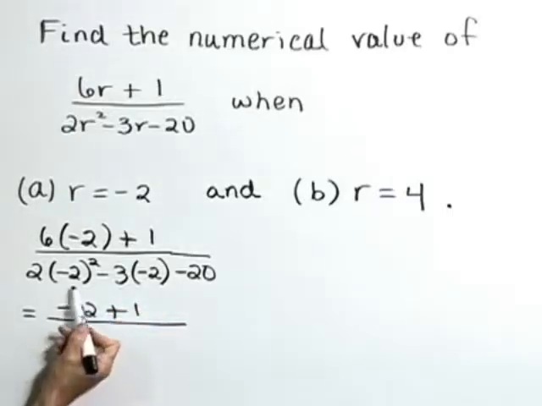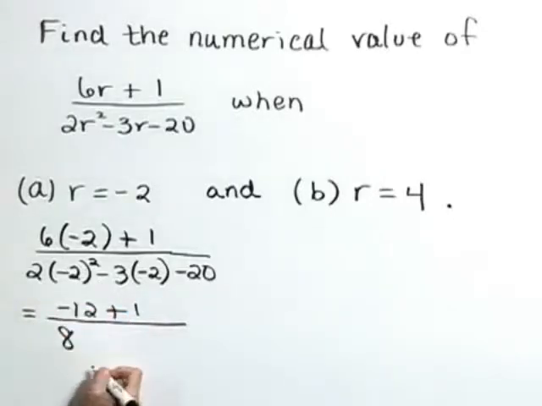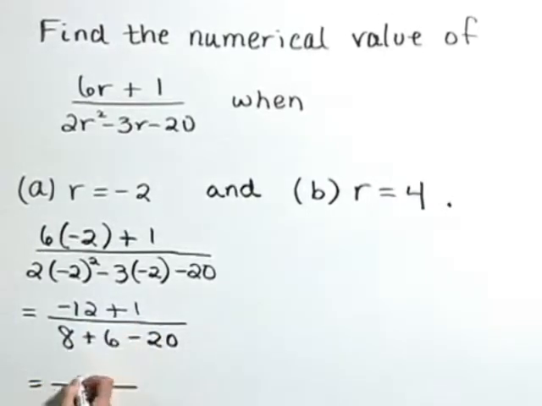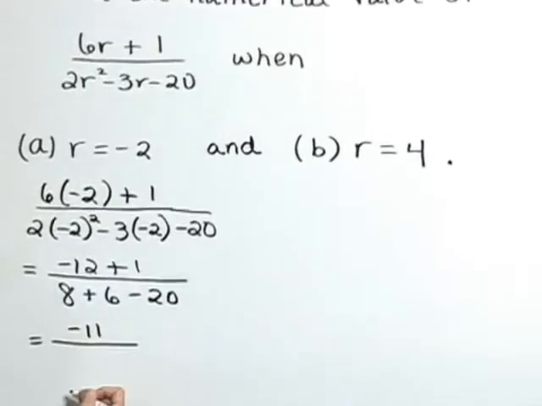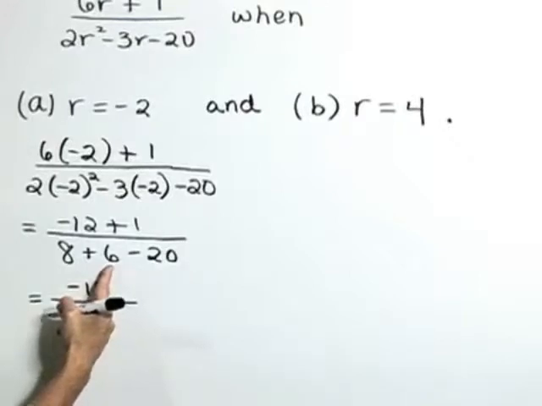In the denominator, (−2) squared is 4, times 2 is 8. Negative 3 times −2 is a positive 6, and our minus 20. So the numerator is −11. In the denominator, 8 plus 6 is 14.